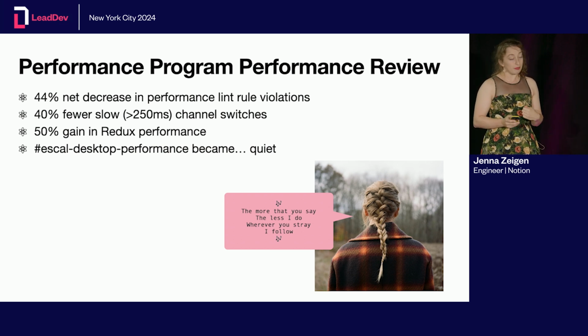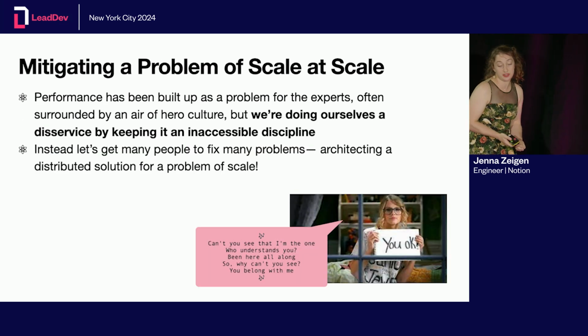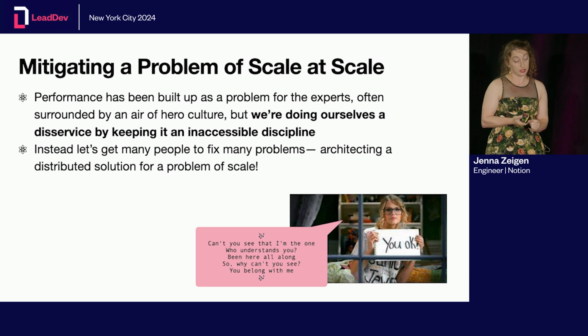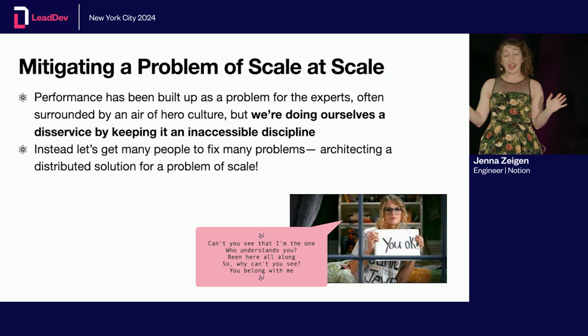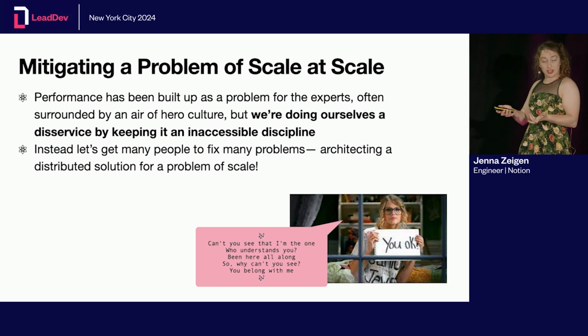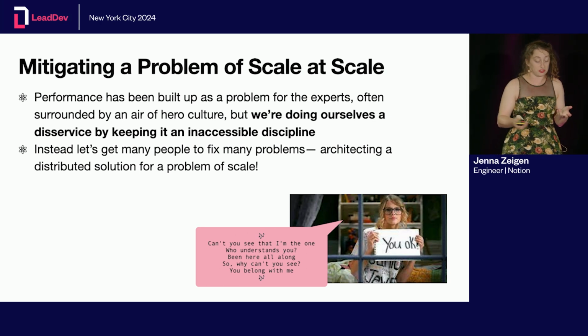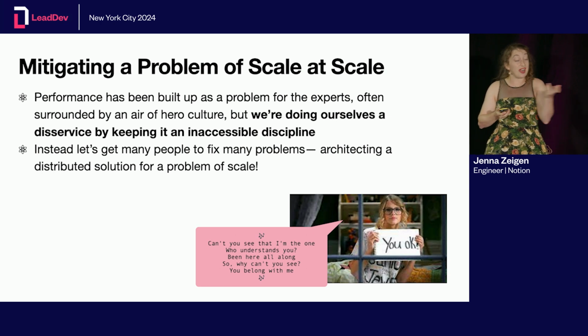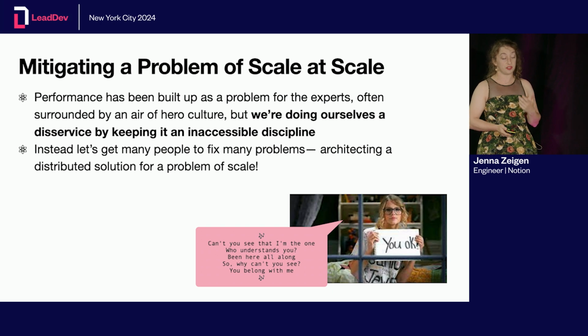Those are some pretty good numbers, I'd say. So this brings me to an observation that I've made over the course of my career. Performance is often built up as this arcane discipline. You have your performance engineers, and they do performance, and everyone else does other things, building the product, doing other infrastructure stuff. But we're doing ourselves a disservice by keeping performance an inaccessible discipline.